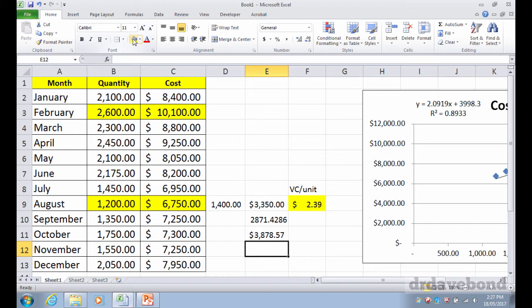So that's why we did what we did. It is to get that, because we need to know that. And it's to get the variable cost per unit. Once you've got those two figures, you can do lots of interesting things with it.